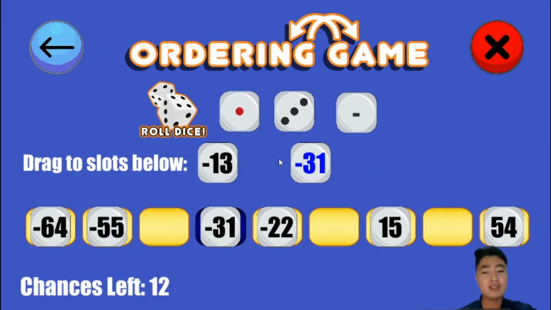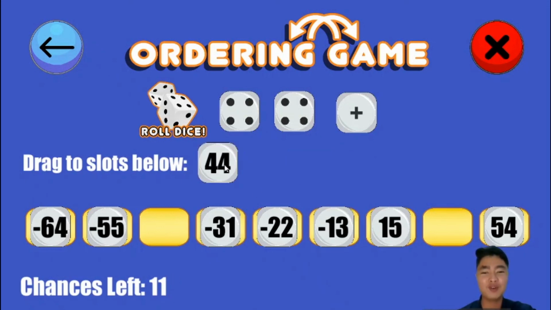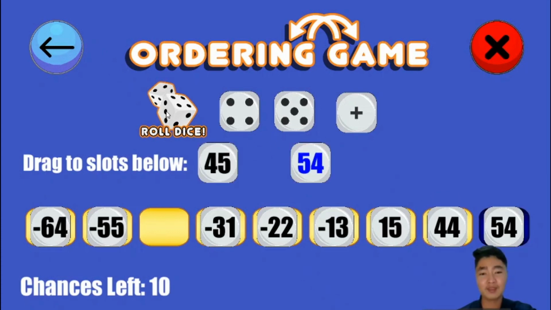Now, we can see here that we have negative 13 and negative 31. So I can have negative 13 and place it on the right side of negative 22 because this is higher than negative 22 but lower than positive 15. Alright, let's have one more roll. It's positive 44. I can place it in between 15 and 54 because this is higher than 15 but lower than 54. One more roll.